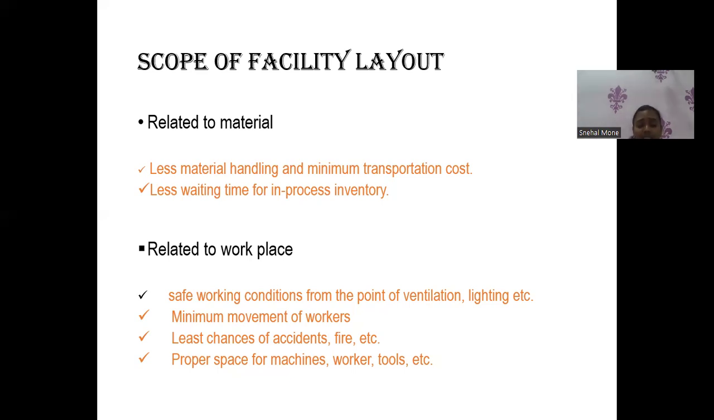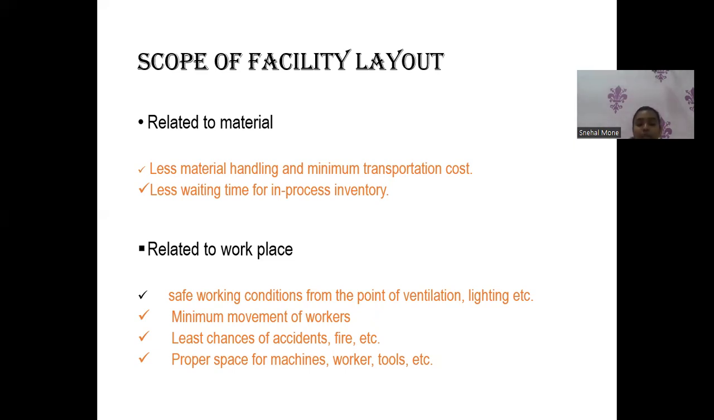Least chance of accidents like fire and short circuits. If you are working in a plant station, there should be a fire station nearby the layout. If an incident happens and something goes wrong, there should be equipment like fire stations nearby. If a fire starts, immediately the water will come and the fire will be put out.